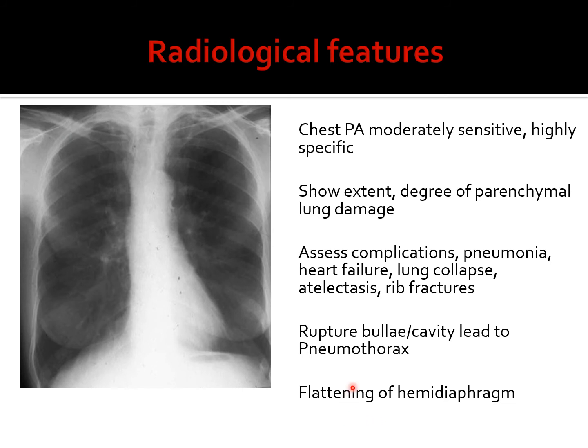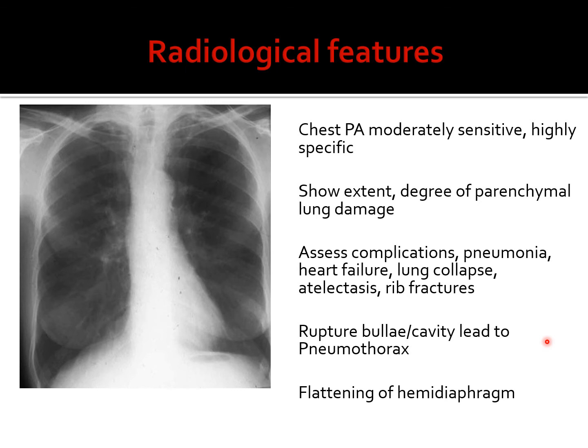Radiological findings: 1. Chest PA is moderately sensitive but highly specific. It shows the extent of degree of parenchymal lung damage, and it can assess complications like pneumonia, heart failure, lung collapse, atelectasis, and rib fractures. You may also see bullae or blebs in cases of COPD, and sometimes you may see pneumothorax secondary to the rupture of the bullae or bleb cavity in these patients, which are termed as spontaneous pneumothorax.